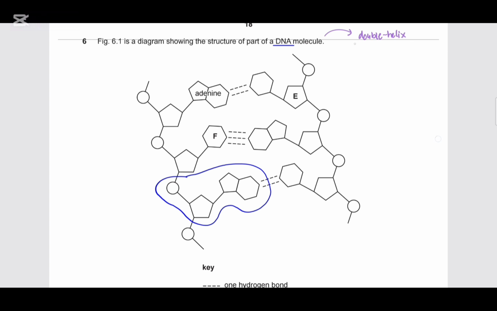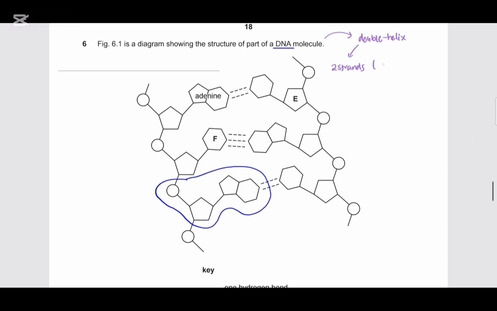It's double because double means it has two strands. Not only that, we need to know that the two strands are anti-parallel to one another. One is from 5 to 3, the other one is 3 to 5.